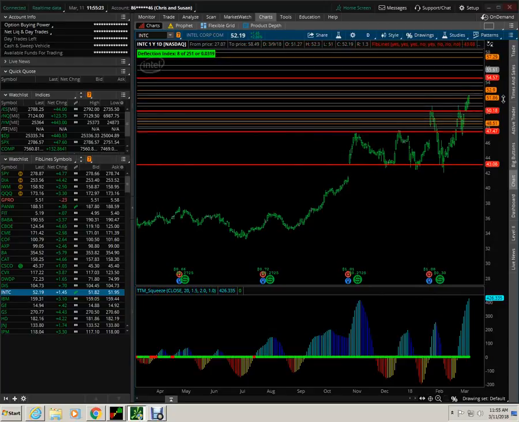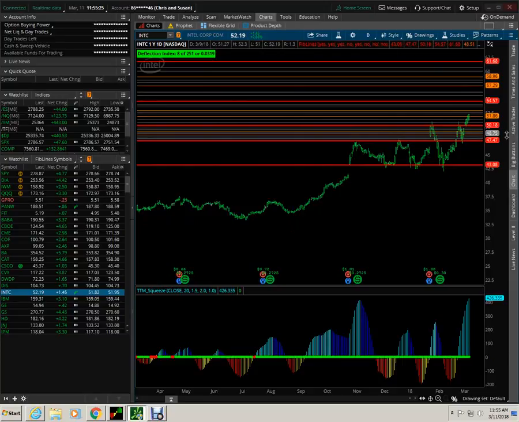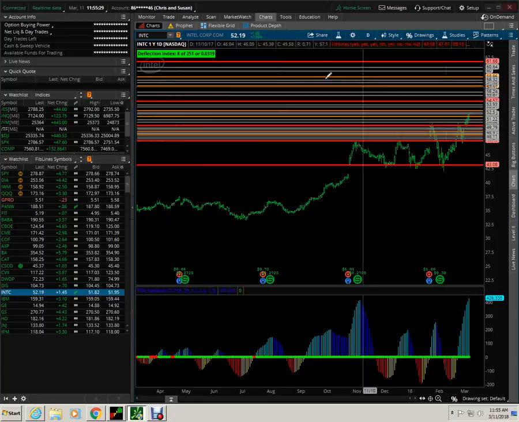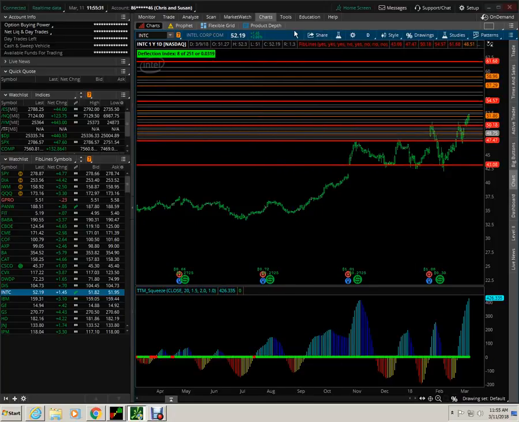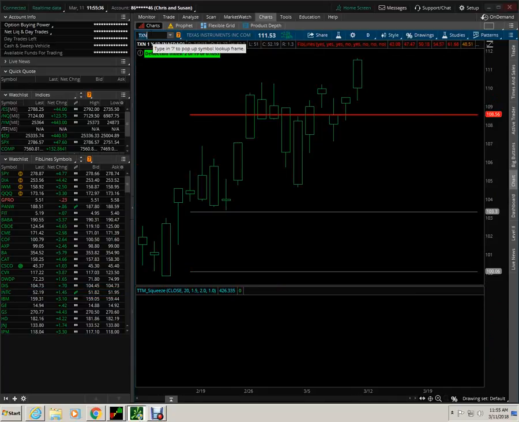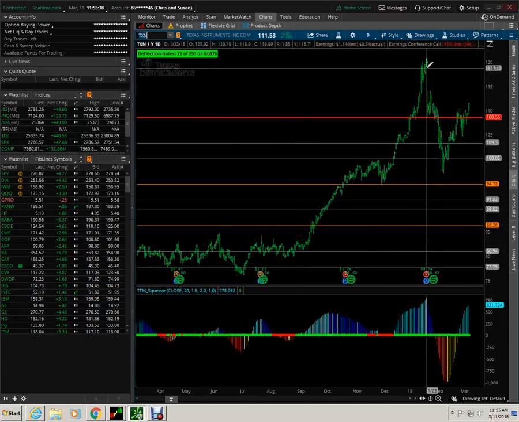So you can see that with Intel we have an upside target of $61.68 a share, and I think it could get there. The chips in general have just been on fire lately, and Intel's been a bit of a laggard. So, for instance, take a look at Texas Instruments, TXN, at an all-time high recently.